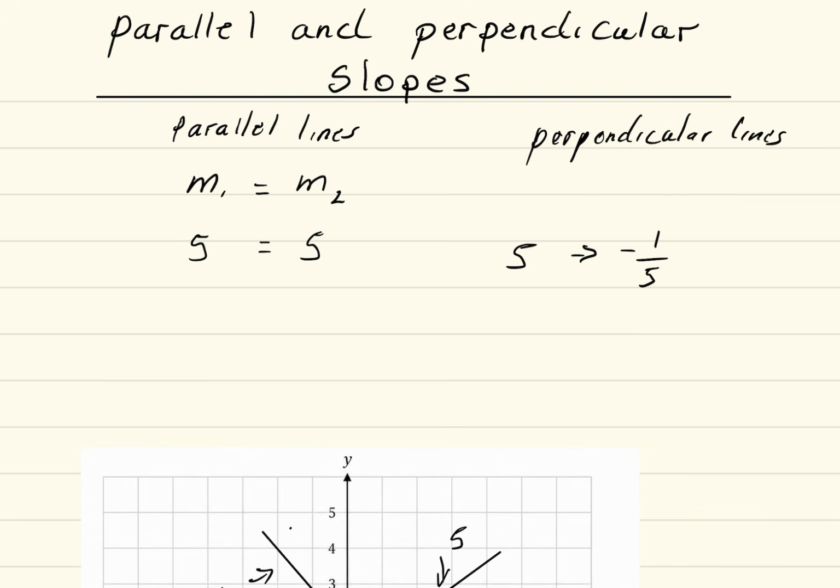So if, for instance, let's say we had 2 over 5, then the negative reciprocal of that would be, now these are not equal, so let me remove that equal sign, then it would be negative 5 over 2. So these over here, these would be negative reciprocals or perpendicular slopes.